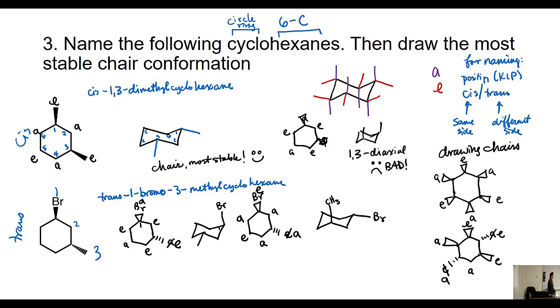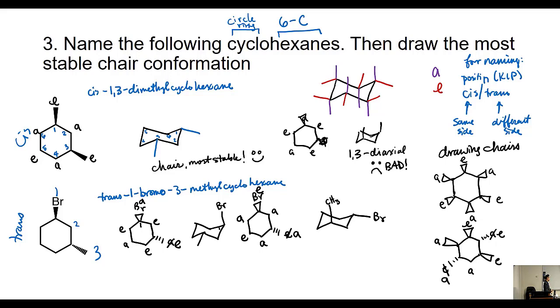First one? I have 1 vote for the first one. What do y'all think? I think they're kind of the same. Why are they the same? What do y'all think? Because bromine has priority, so would it not be equatorial? Why do you say that?